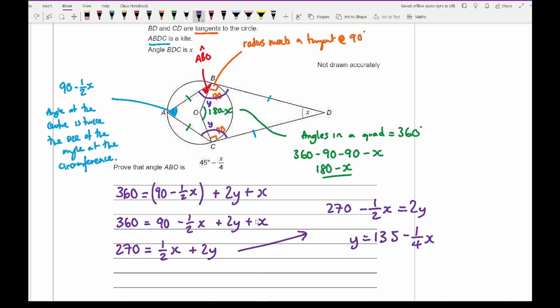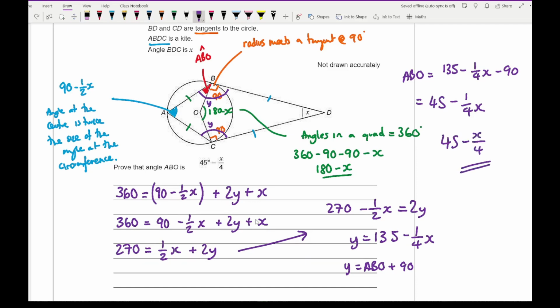Now if that's what y is, then y consists of ABO plus 90 degrees. So ABO equals 135 minus a quarter x, and then I've got this 90 that I need to get rid of, which then equals 45 minus a quarter x, so it's 45 minus x over 4, and there is my final answer.